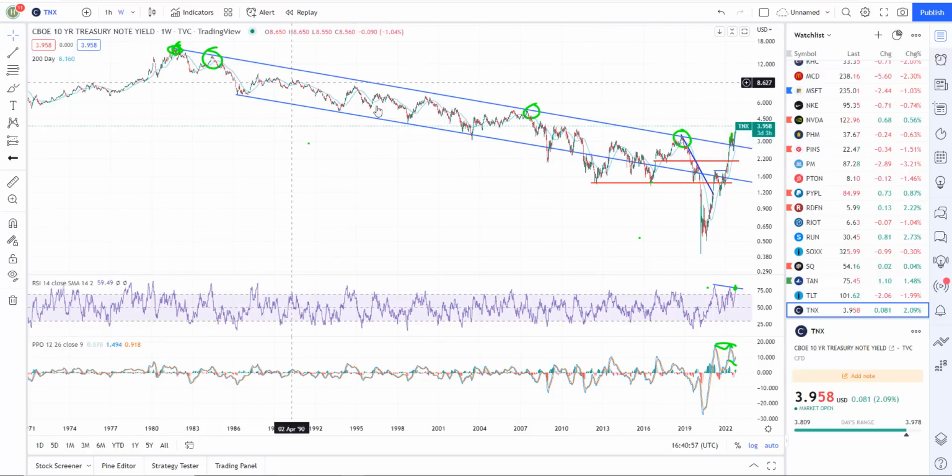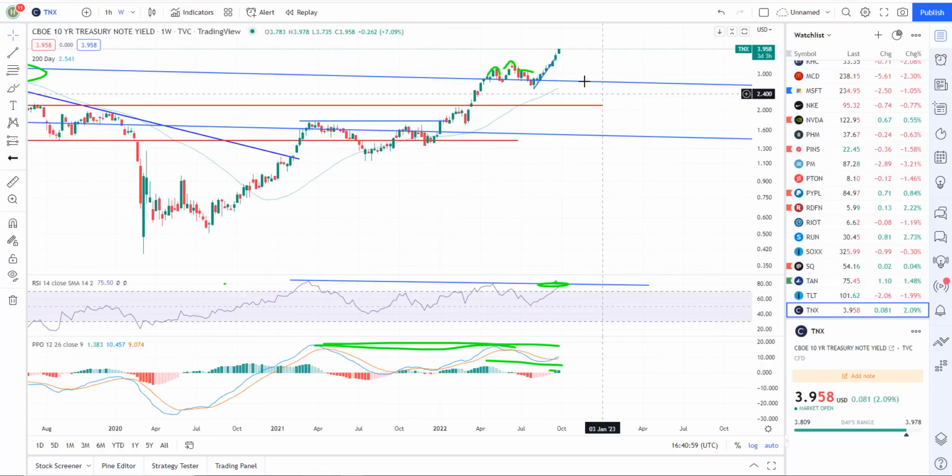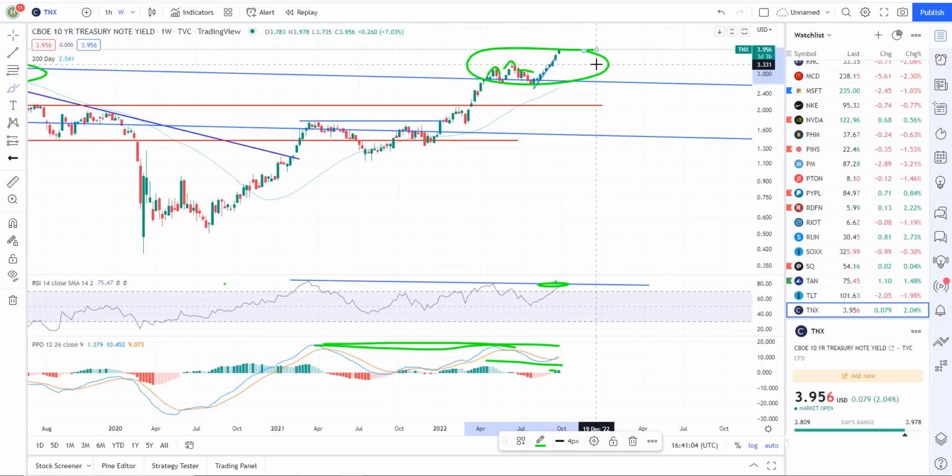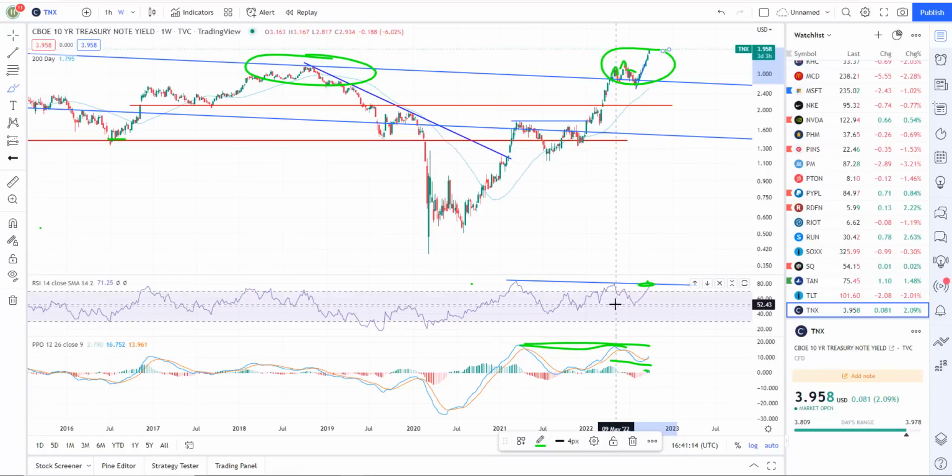So that's interest rates falling since 1981. I think to me, it looks like, okay, we're ending this. This is the end of that. And we're entering a new environment where interest rates will continue to rise. And that should continue to put pressure on the stock market.